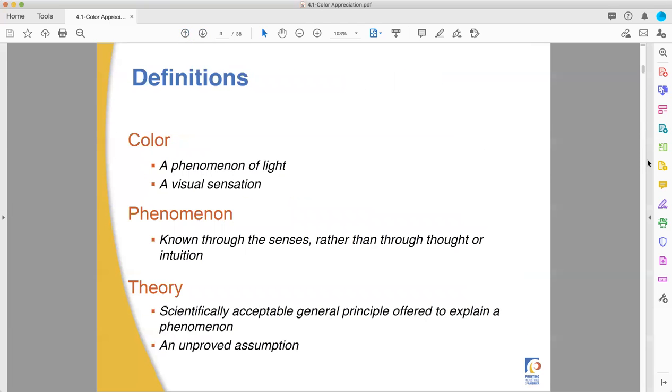So let's talk about definitions here. Remember that a printing class in a lot of ways is a language class. So when we're talking about color, color is known as a phenomenon of light. It's a visual sensation. And phenomena are things you understand through your senses, not through thought or intuition. You cannot, well, if you know enough of it, you can, but we don't deduce color. We don't sit there saying, my dear Watson, I do believe that's going to be red. Not exactly. We don't deduce it from evidence.